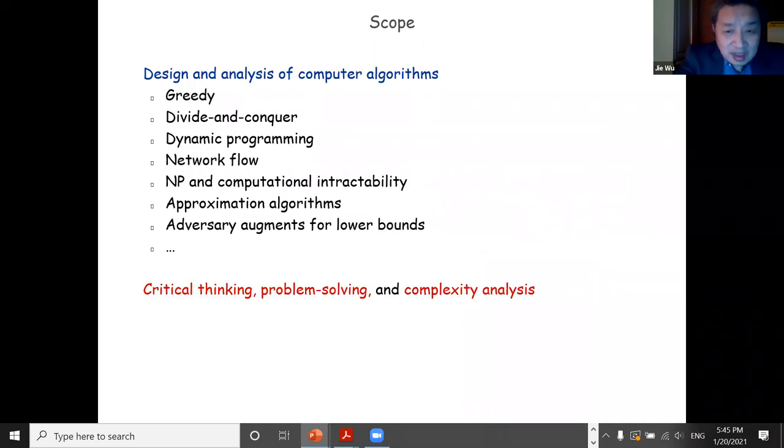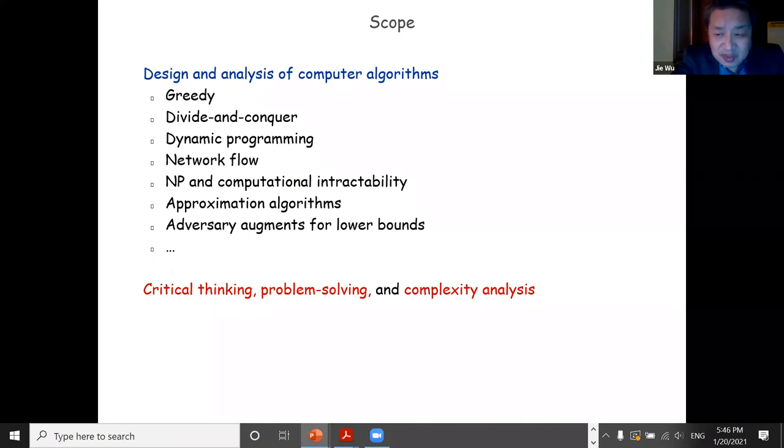Remember the title of this class: Design and Analysis of Computer Algorithms. It's not just design. Lots of students will say, oh, I know how to code in C or Java, so it should be easy. No, you will see from some sample examples that design is not that easy. You may come up with a solution, but it may not be efficient. What we focus on is how to design efficient or optimal algorithms. And some students will say, oh, now the computer is very fast.